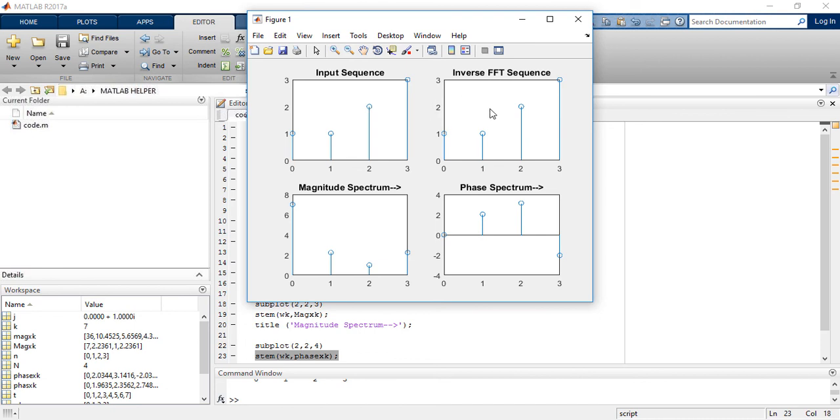So this is how we compute discrete and fast Fourier transforms along with the inverse of these transforms.